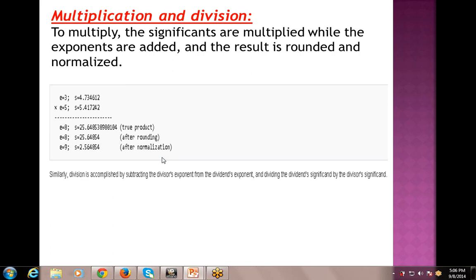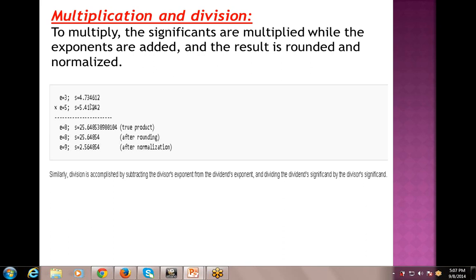Then round off the figure according to the input, meaning how many input bits are available. Then normalize the value. In the same way, division is also performed. Similarly, division is accomplished by subtracting the divisor's exponent and dividing the dividend significand by the divisor significand.